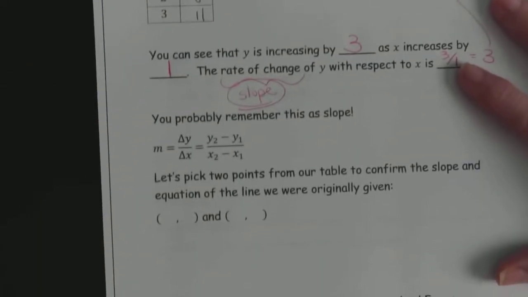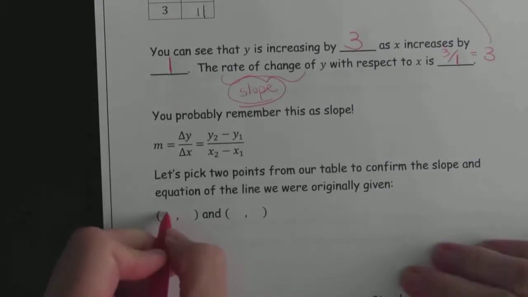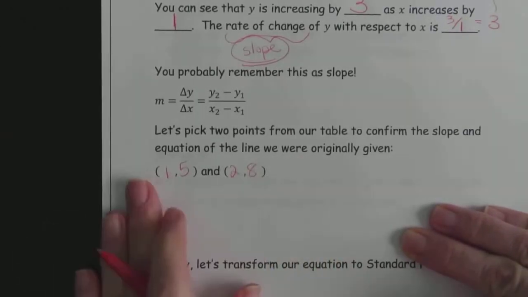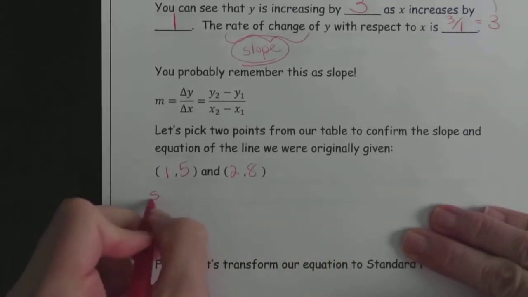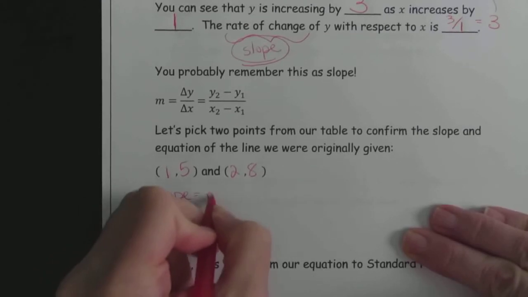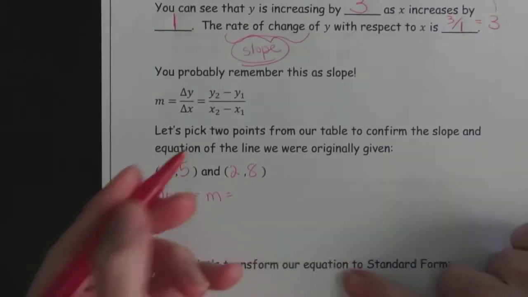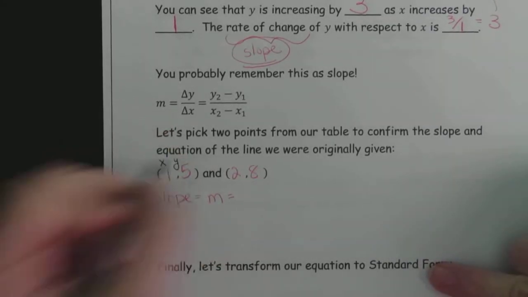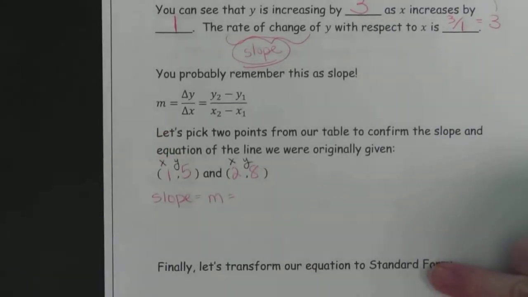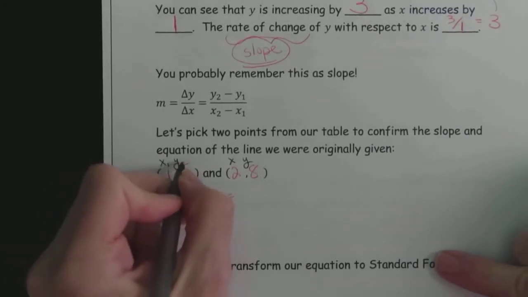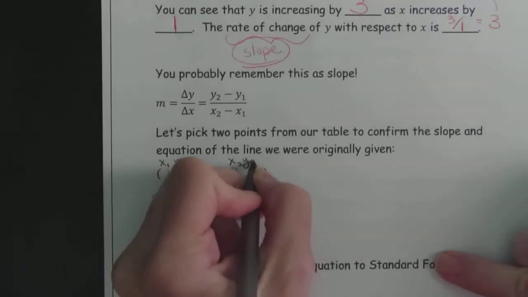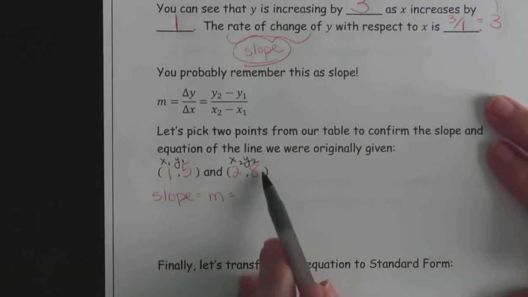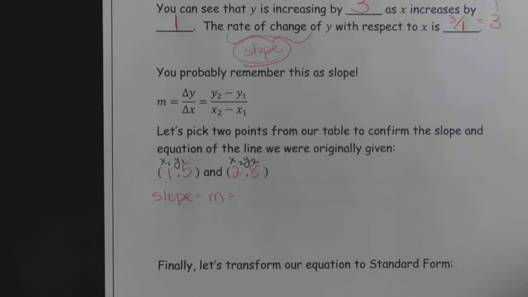Maybe I'll just pick these 2 right here. So I'll pick (1, 5) and (2, 8). I'm going to bring those down here. We know how to find the slope when we're given 2 points, and that is to first label our coordinates. So this is an x, and this is a y, and this is an x, and this is a y. This is my first set, and this is my second set of points.